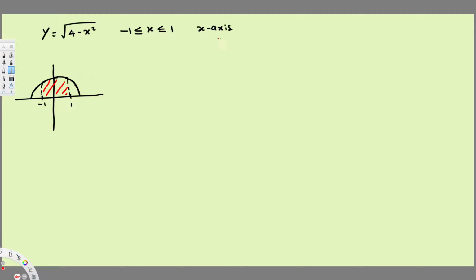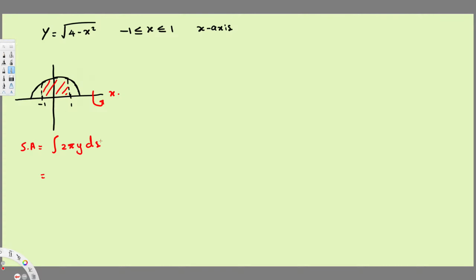Also, they have mentioned that it's rotating around the x-axis. So if it's rotating around x-axis, we use this surface area equation, that is integral 2 pi y ds. If it's rotating around y-axis, we put 2 pi x ds. And let's put the ds is basically that arc length equation.